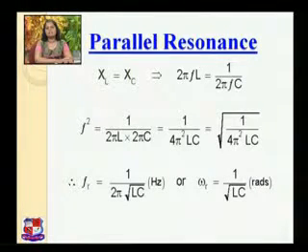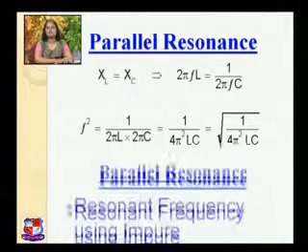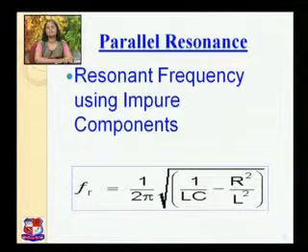But practically it is not possible that a pure inductor, pure capacitor and pure resistance are available. So there are always some impurities. Actually, we neglect those impurities and use this equation to find Fr. But if we consider the impurities of the components, then the actual equation for resonant frequency is like this.